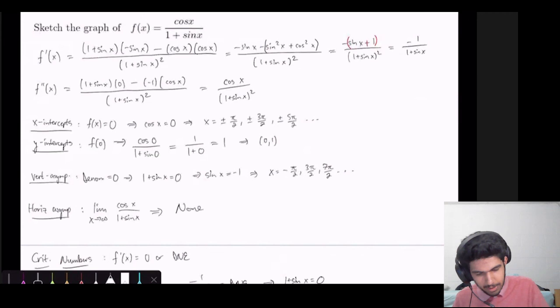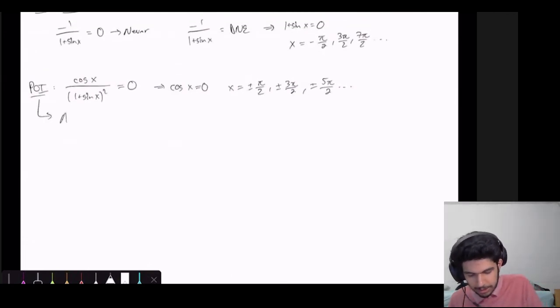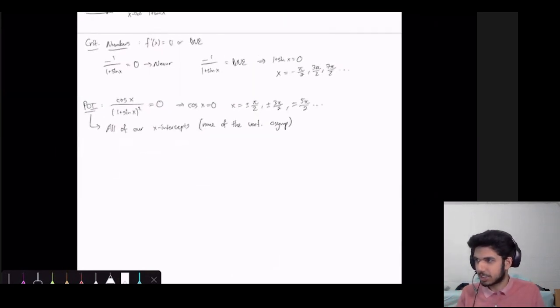Did I do this correctly? By the way, here I made a mistake. The periodicity, like this jumping, is not 2 pi, this is pi. But here it's 2 pi, and that's going to be critical. But going back to this, we see that we already solved for cosine of x equals 0. So we note that the points of inflection are all of our x-intercepts, and also none of the vertical asymptotes, because remember, there is some overlap. Okay? So we've done that, we're in good shape.